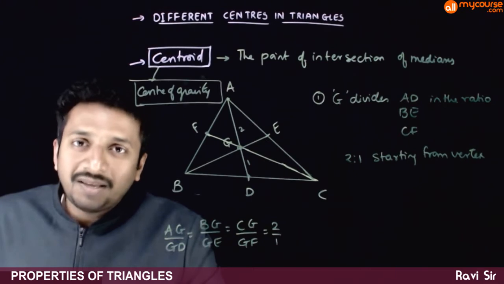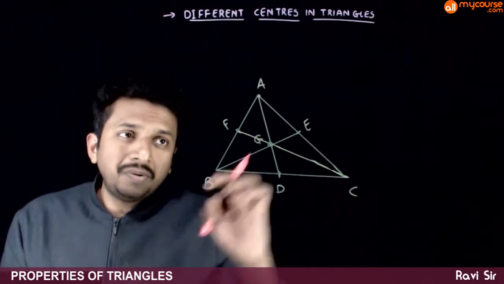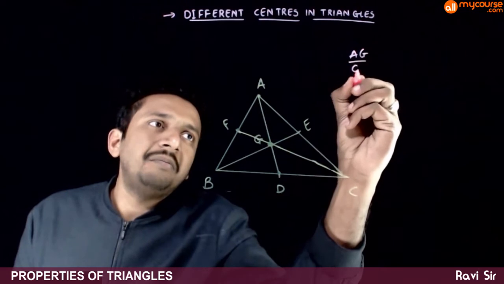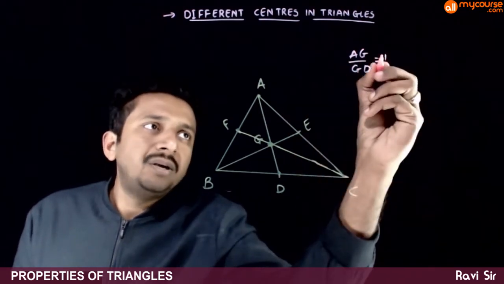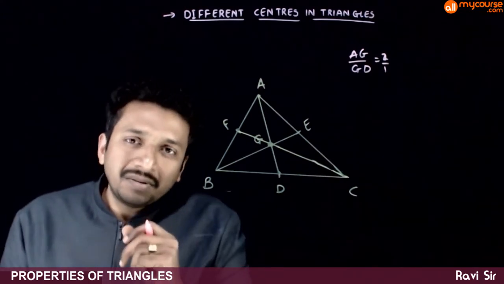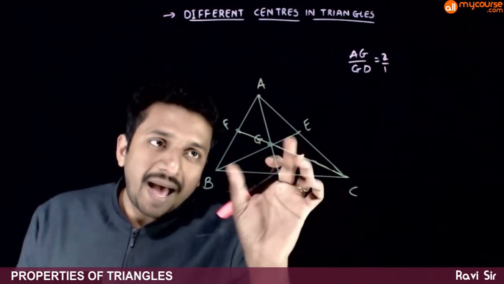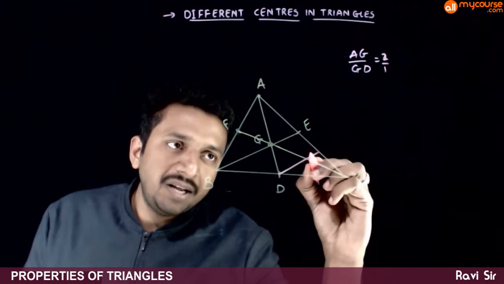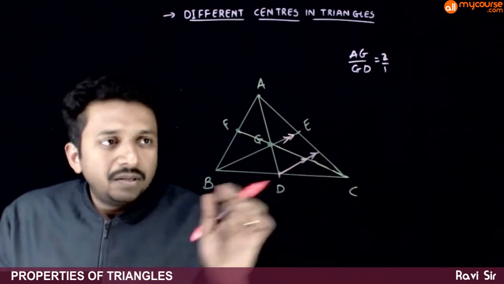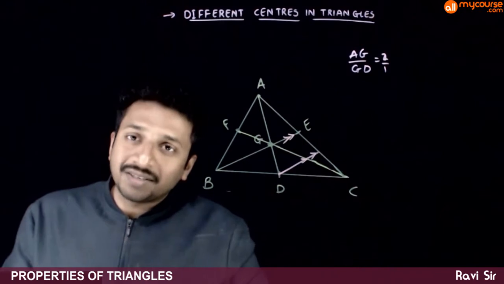So let us see why this property holds. Let us try to show that AG by GD is equal to 2:1. To do that, let us take a construction. The construction that I am going to do is, from D, draw a line parallel to BE. From D, draw a line parallel to BE. Once you do this construction, you can start deriving your result.